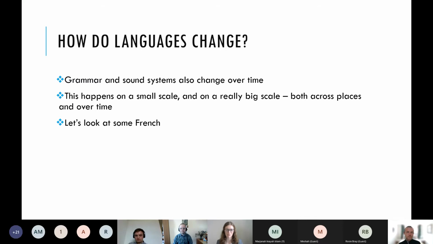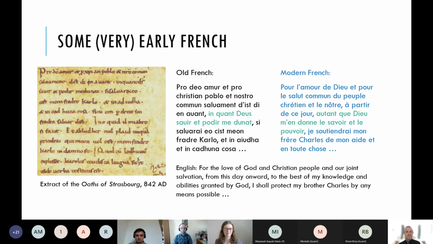So I saw a lot of you had put down French as a language, and I did guess that a few people might know some French. So let's have a look at some French, but maybe not as you know it. This is some really early French. So on the left, you've got a manuscript, which is called the Oaths of Strasbourg, which was from 842 AD. And this is often thought of as being the first bit of written French that we have.